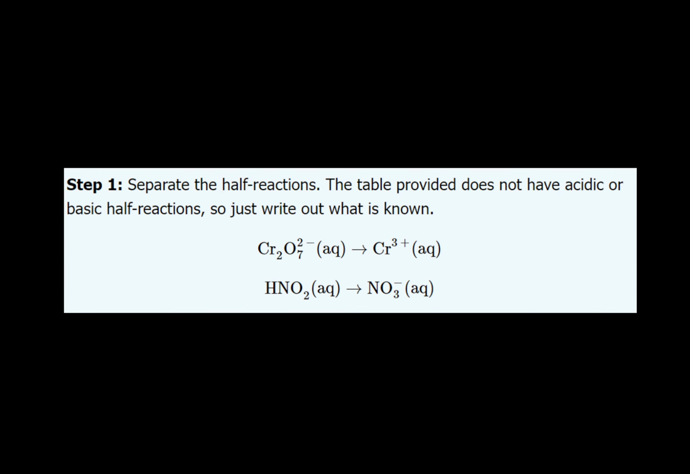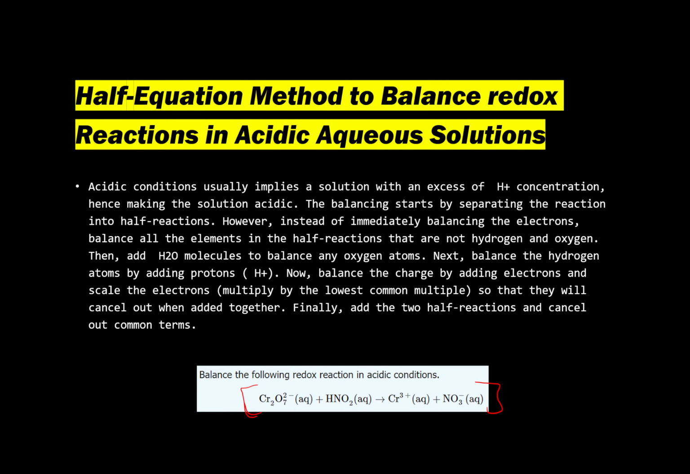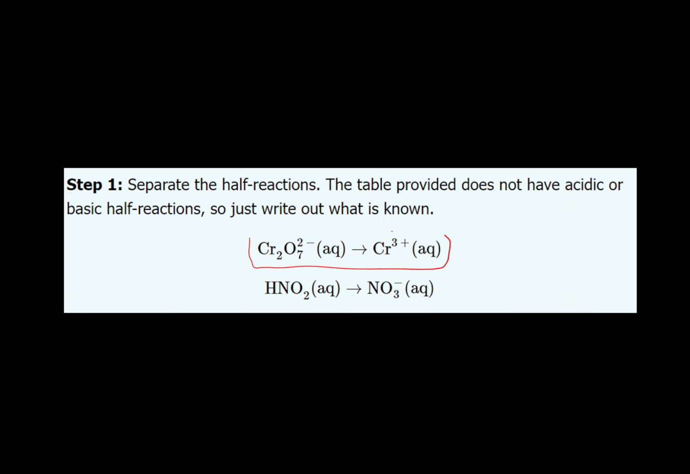We don't know the electron transfer now, right? It's an acidic solution, so we don't really do anything like that. So what we do now, we just cut it into two. Going back to this reaction, we have the chromate producing the chromium, and we have the nitrous acid producing the nitrate. So we just cut it up into two: chromate produces the chromium ion, and nitrous acid produces the nitrate.